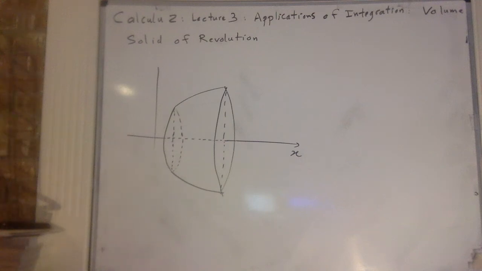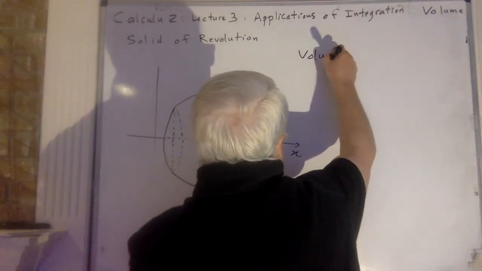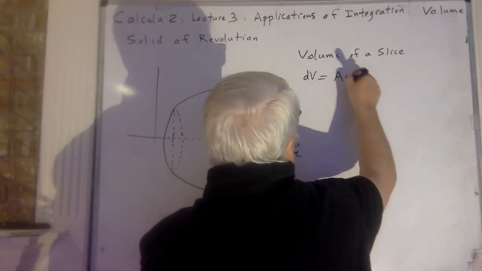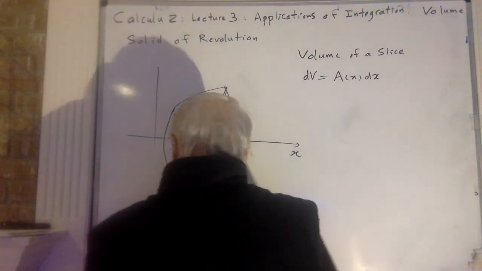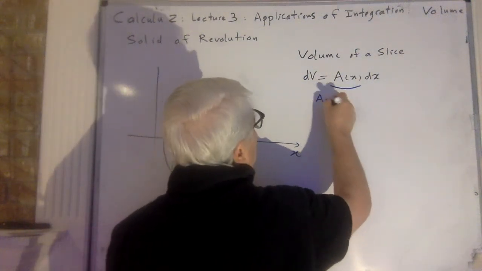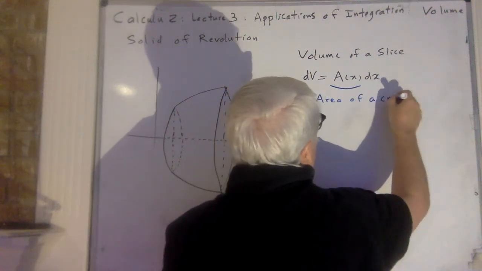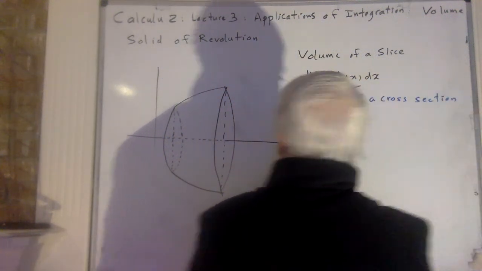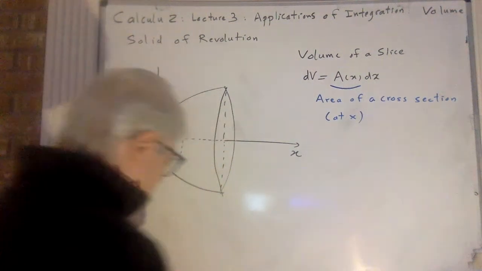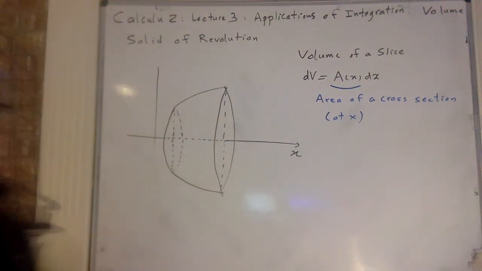And we find its volume using the same concept of a slice. So I should find the volume of a slice. But the volume of a slice was what? The volume of a slice was dV, in fact. That was Ax dx. Well, the dx is dx all the time, so we need this. And what is this? This is the area of a cross section, in fact, at x. So I should find the area of a cross section, basically. Then let's write dx and integrate, and you have the volume.